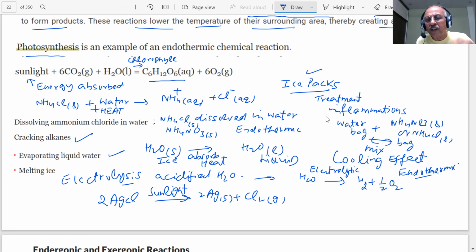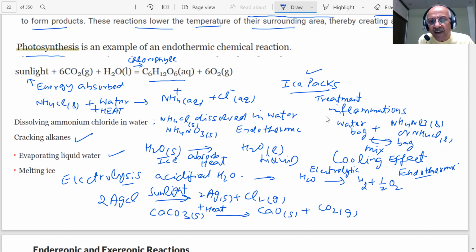Most of the decomposition reactions, student. If I decompose this, I have to apply heat, student, plus heat. If I heat it, what will happen, student? On heating, this will decompose to give me, students, calcium oxide and carbon dioxide gas, student. So these are all examples of endothermic reactions.